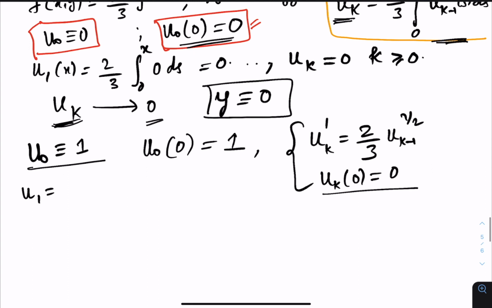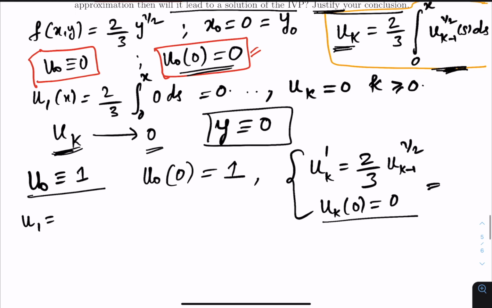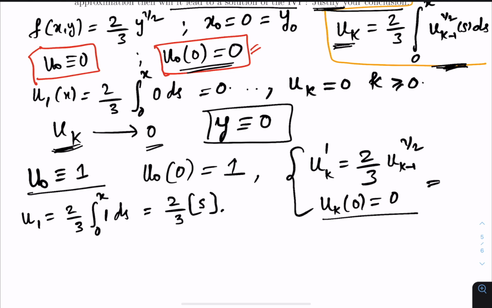Okay, if you use the u1 to solve this problem, which is same as using this recursive relation, this integral here. So u1, if you notice, is 2 by 3, integral from 0 to x of uk minus 1, which is 1, of course. So square root of 1, so it's ds. So this is 2 by 3 s from 0 to x, which is 2 by 3 of x, right? So that's your u1.